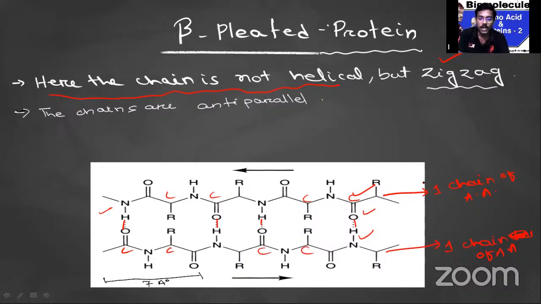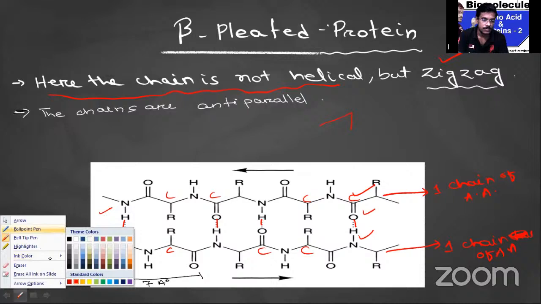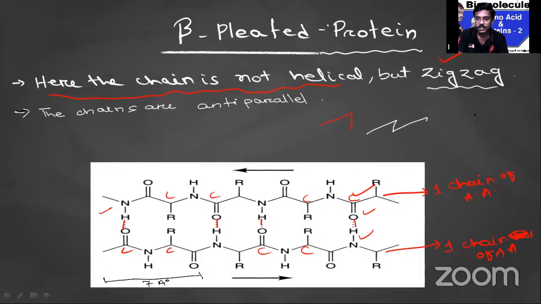So this is one protein chain and this is another protein chain. In between these protein chains, there will be formation of hydrogen bonds. They are arranged in this manner. Why is that called pleated? Beta pleated means they are just looking like a plate. Just imagine, these are looking like a pleated sheet.